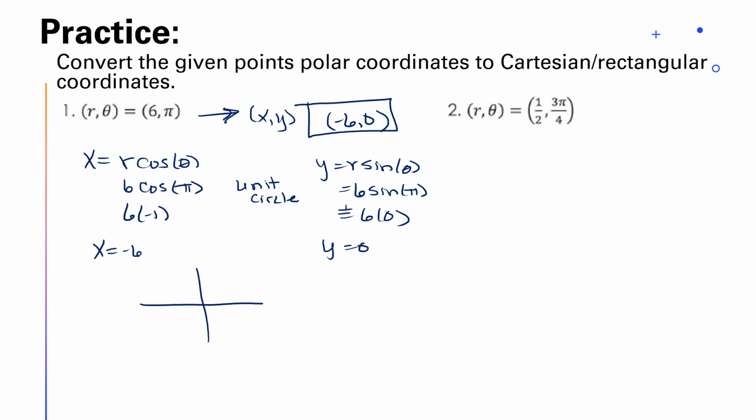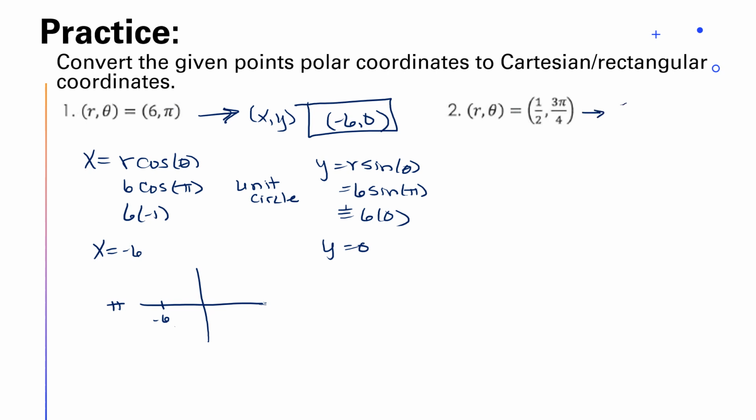Here is pi, and I go out 6 units. So if I was just thinking x, y, this would be -6, comma 0. We got it. All right, number 2, our polar point is 1/2, comma 3 pi over 4.